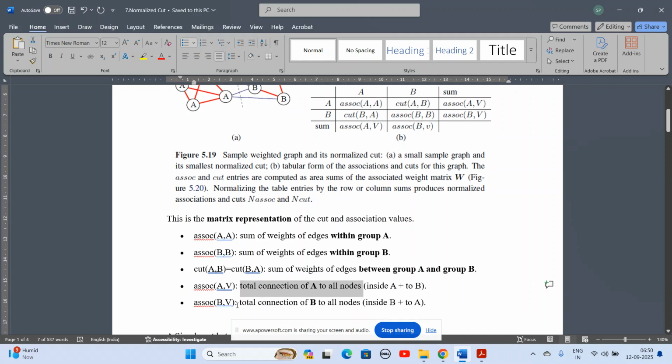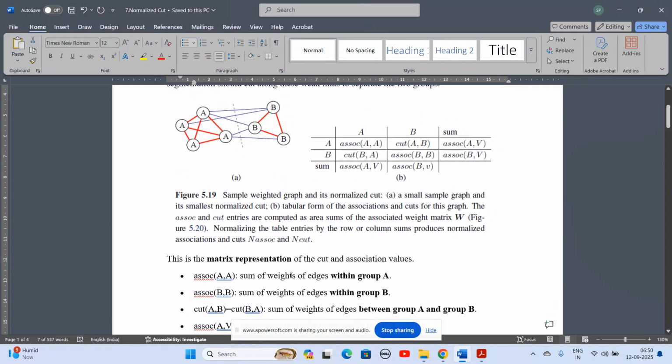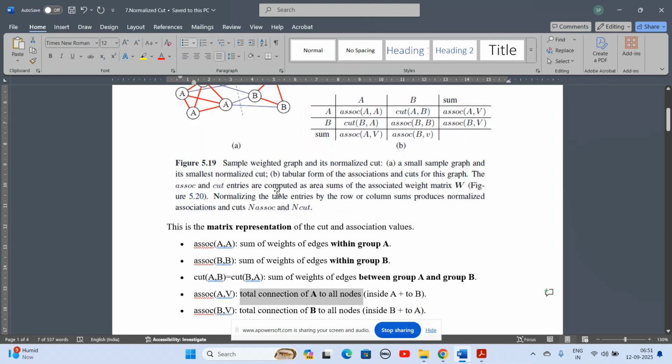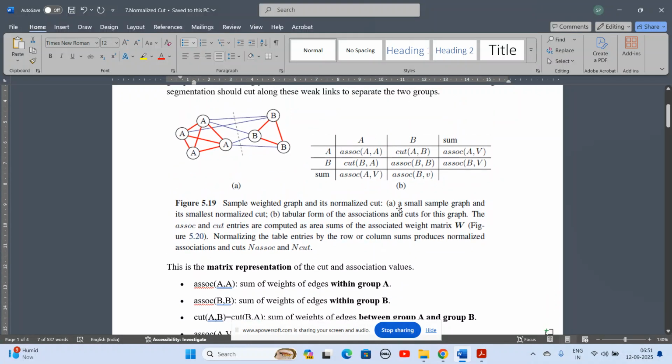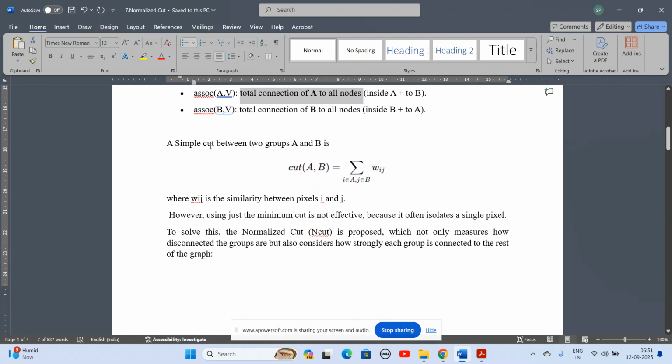Similarly, check for association of B comma V, the total connection of B to all nodes, inside B and to A. Inside B 1, 2, 3 and to A 1, 2, 3, 4. So 4 plus 3 is 7. So the association of A comma V will be 9, and the association of B comma V will be 7. So this is the matrix, a tabular form of association, and the cut for the graph is represented here. So this is a simple cut. We'll see normalized cut later.